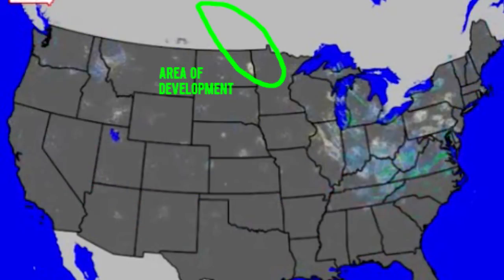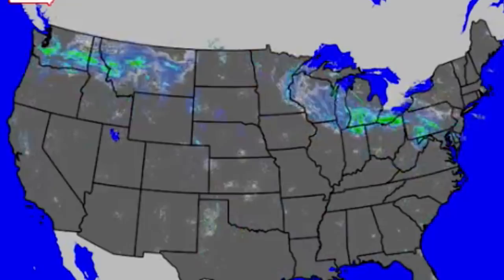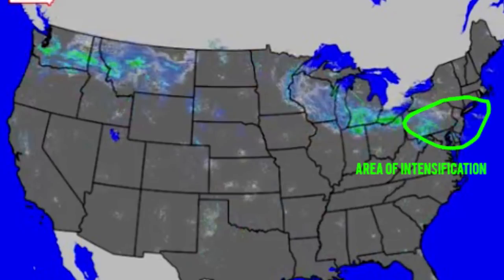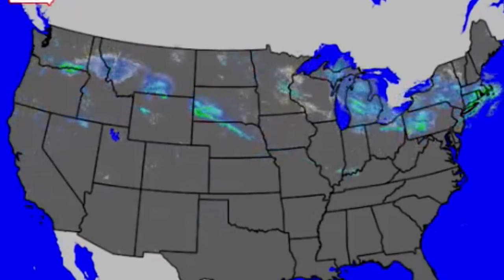Now for storm number 2, we're going to see it develop in a completely different area. North Dakota, Minnesota area is going to be our area of main development here. Then our area of intensification is a bit further north in Pennsylvania and New Jersey. And then our area of biggest impact again is southern New England and portions of New Jersey and Long Island.